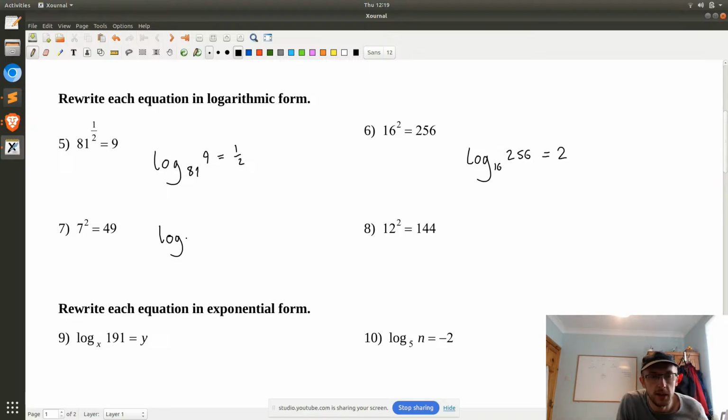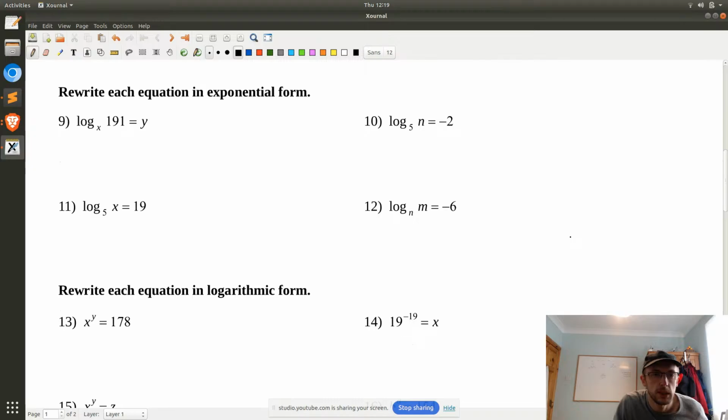I read it aloud as log base 7 of 49 is 2. Log base 12 of 144 is 2. And now they render it more abstract, so you can't rely on factual knowledge about perfect powers. The perfect powers are the name for all the square numbers, all the cube numbers, all the fourth powers, all the fifth powers, and so on. Not the first powers, otherwise that would render all natural numbers as perfect powers.